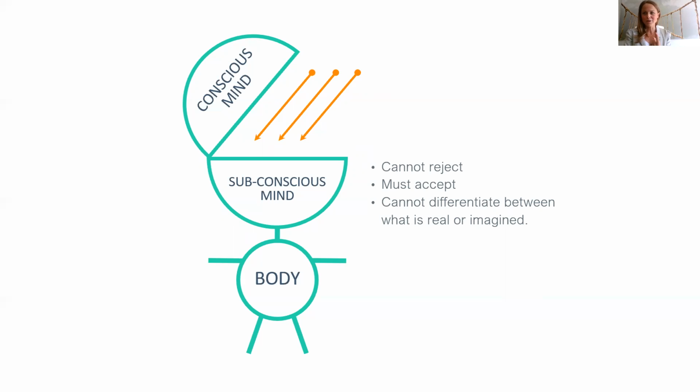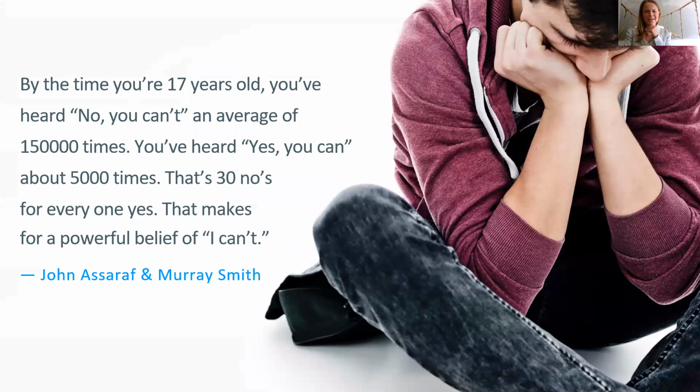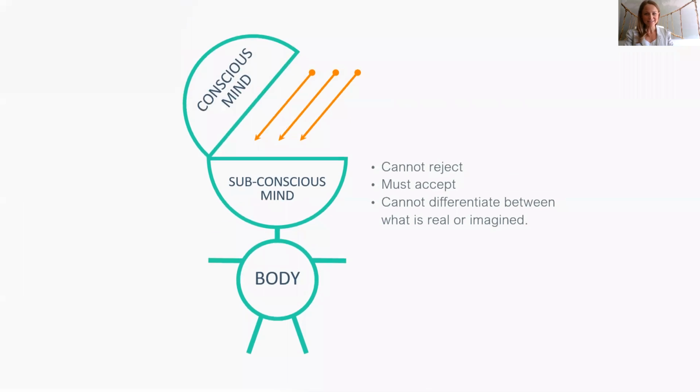The first one, unfortunately, you can't really control because it happened to you. But I'm going to give you this statistic. It's kind of negative, actually. This quote from John Assaraf and Murray Smith says, by the time you're 17 years old, you've heard the words "no, you can't" an average of 150,000 times, and you've heard the words "yes, you can" an average of about 5,000 times. That's 30 no's for every one yes. That makes for a powerful belief of "I can't." So you guessed it, the first time that your subconscious mind is wide open is when you're a child.